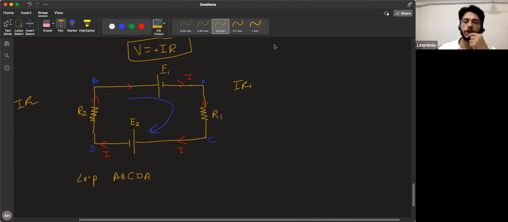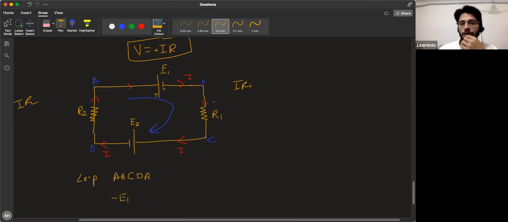Now, when we are moving from A to B, are we moving from higher to lower potential or lower to higher? Higher to lower. Yes, this is at higher potential and this is at lower potential. We are going from higher to lower potential. So when we go from higher to lower potential, is the voltage positive or negative? Negative. So it will be minus E1.